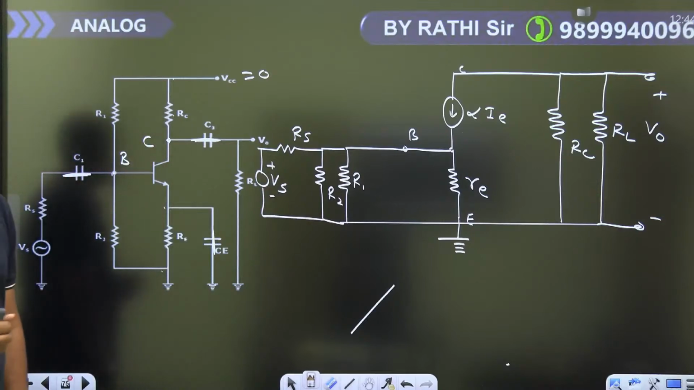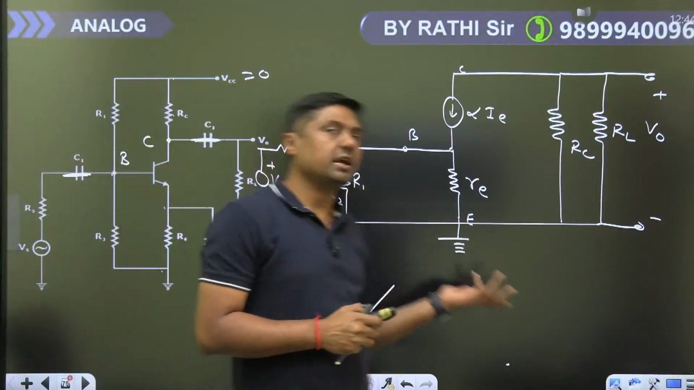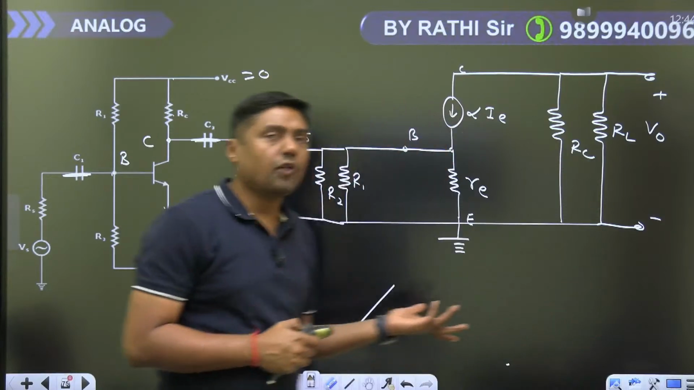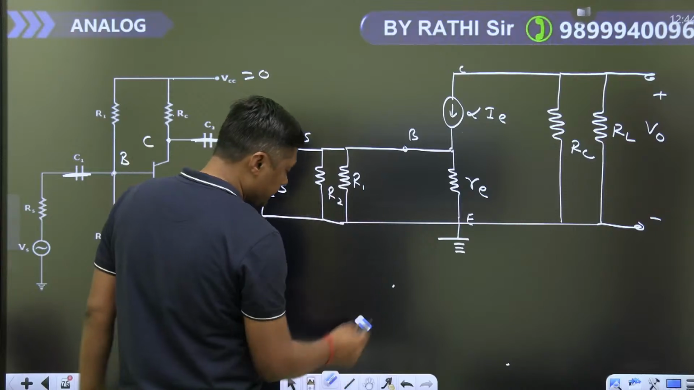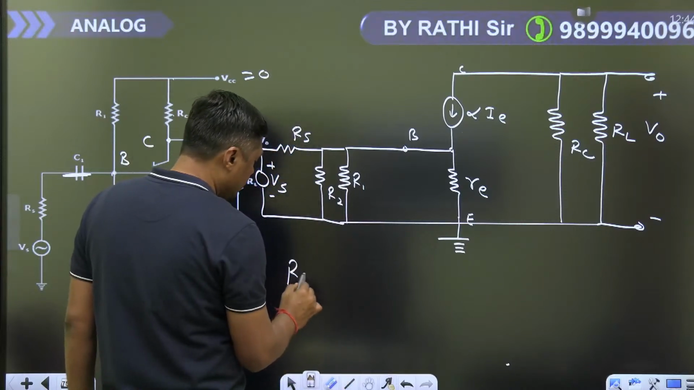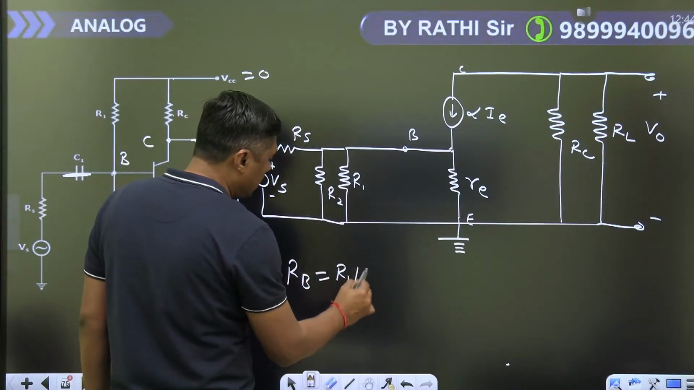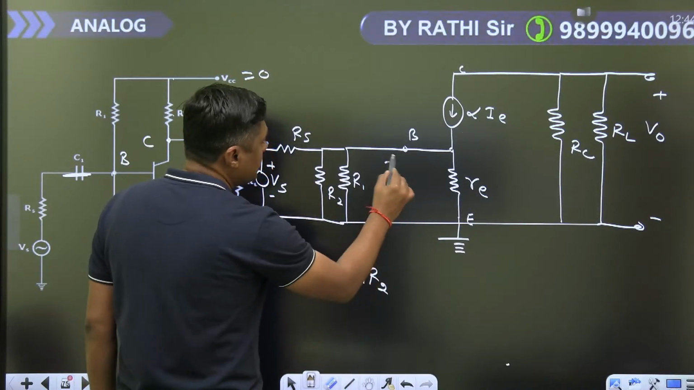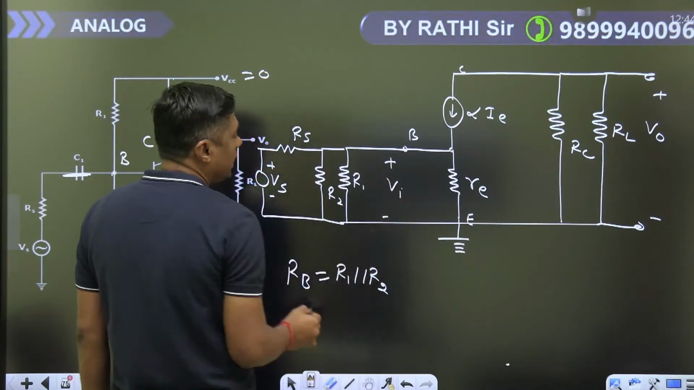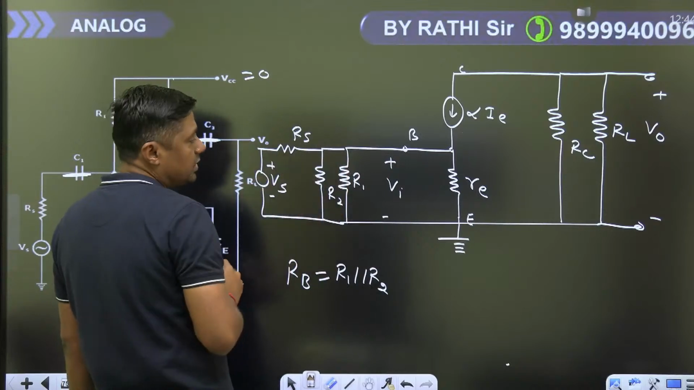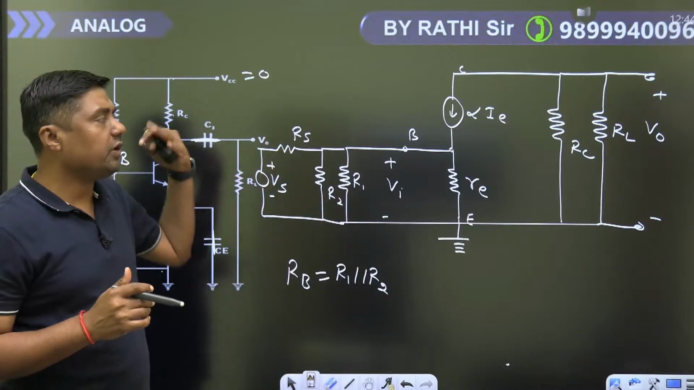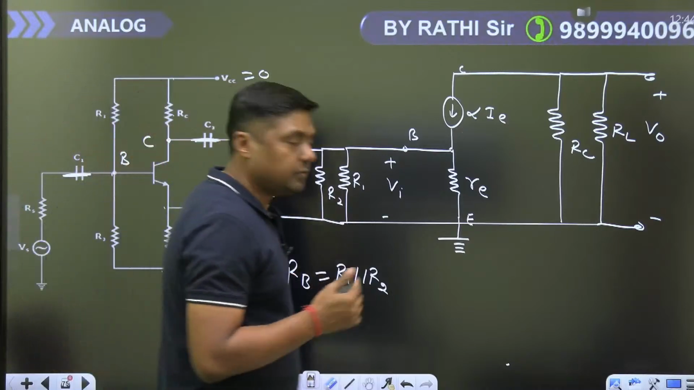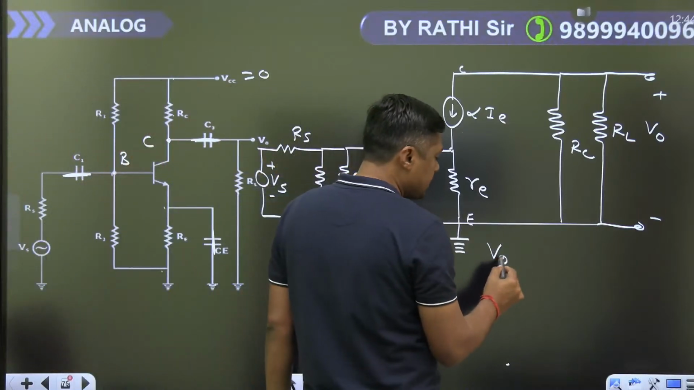Now my dear friend, tell me, what is the difference between the previous diagram and this diagram? In place of RB, we are having what? R1 parallel with R2 only. No difference. In place of RB, we are having R1 parallel with R2. And this is the Vi. Everything will remain the same. If RS is 0, again we are getting the same answer.